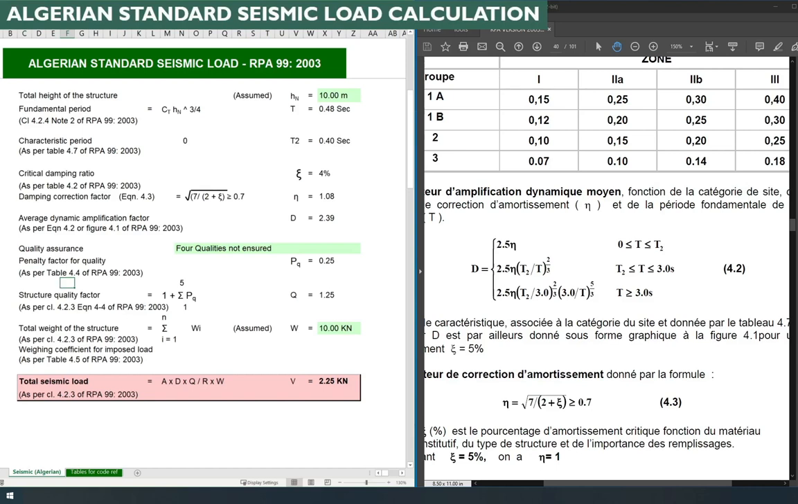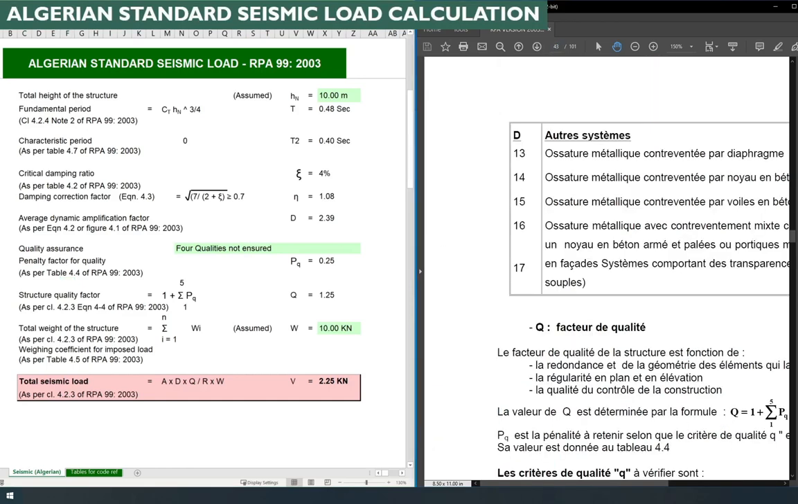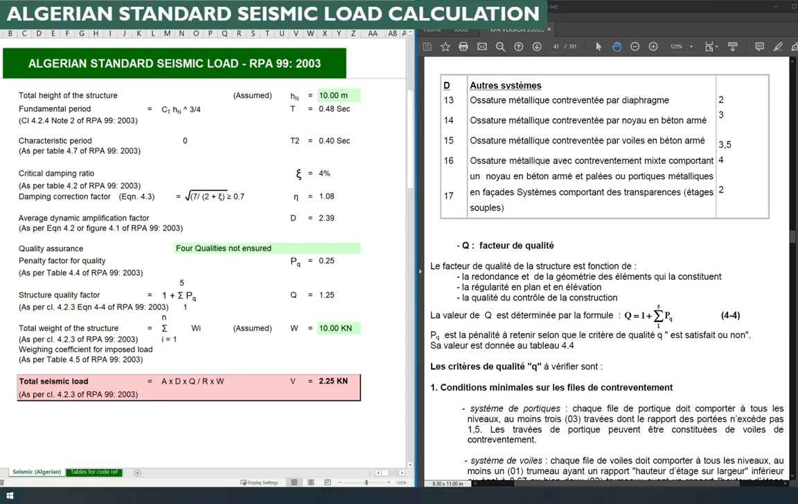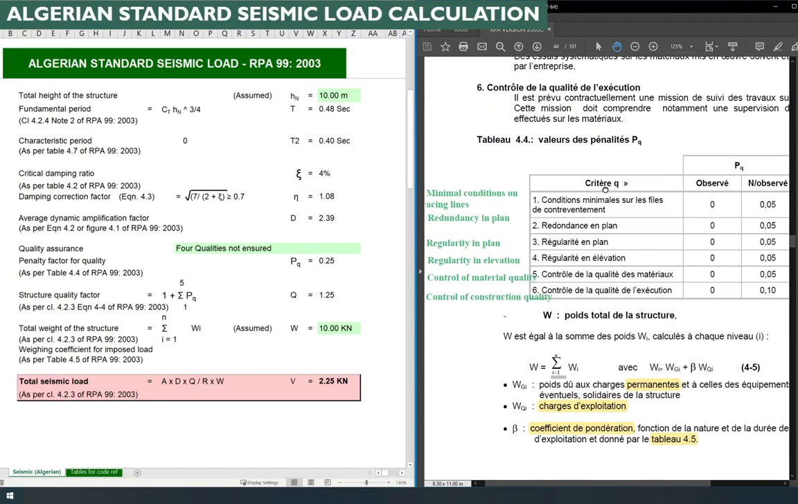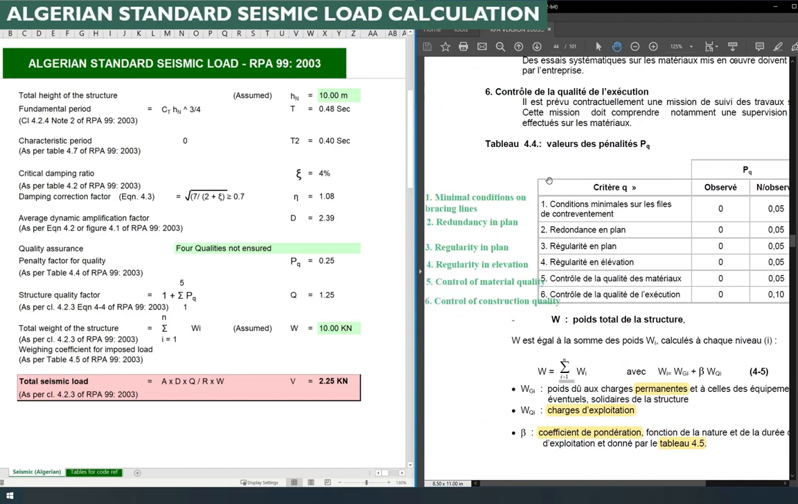For that we need to go to page number 44. Here there are six cases given. Minimal condition on bracing lines: if, for example, we are designing a gantry type of structure, there we provide a lot of bracing systems. If all the bracing systems are 100% perfect, then we can take this observation as zero. In case of redundancy in plan, if you are providing many redundant members in order to break the slenderness of any of the main members, then we can take this as zero.